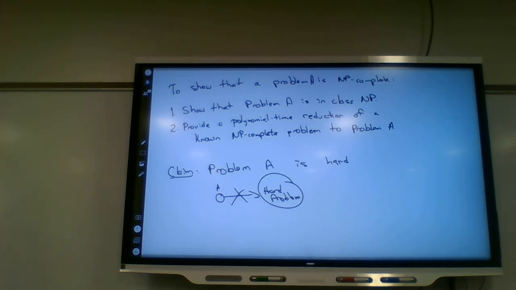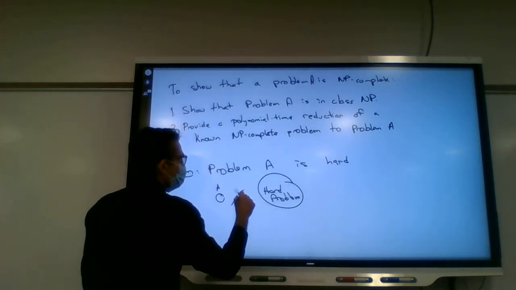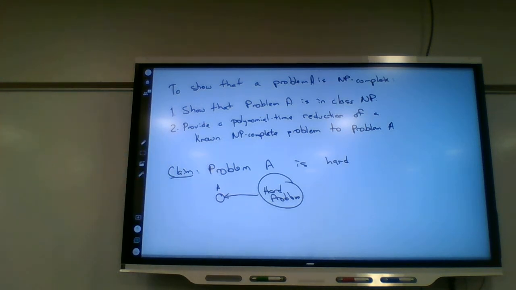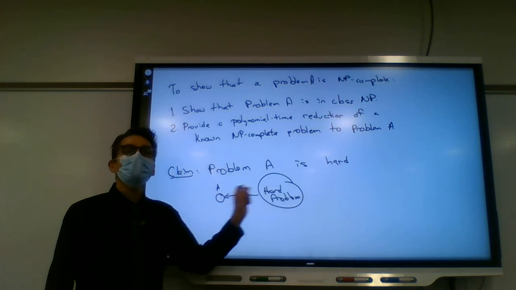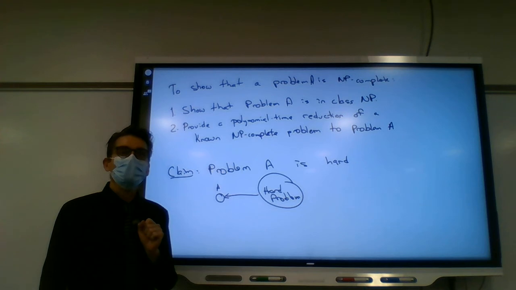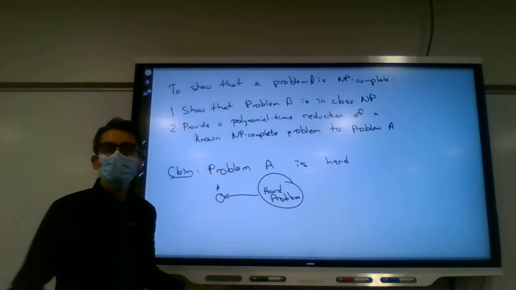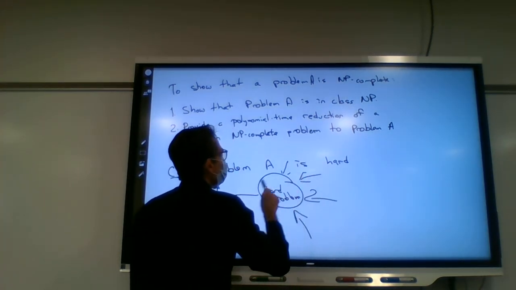Right? What do we want to do? We want to take a problem that we know is hard and turn it into problem A. Because what would that mean? That would mean that A is at least as difficult as the hard problem. Does that make sense? So the hard problems that we're talking about are ones that are already in the class NP-complete, class NPC. So what does that mean? Everything can already be turned into them.